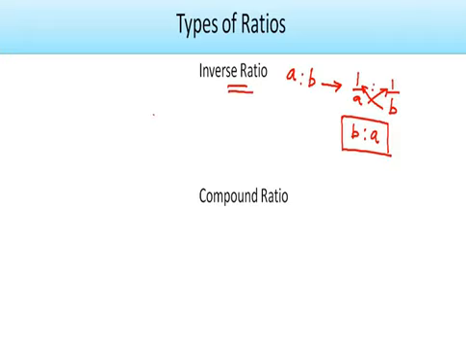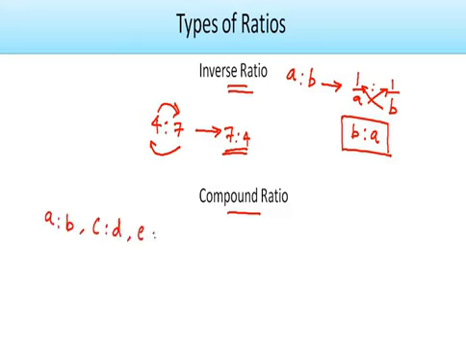So say for example, we have got a ratio as 4 is to 7. What is the inverse ratio of this? Too simple. Just flip the two terms. So 7 is to 4 will be the inverse ratio. Alright. Now moving on to the last idea, compound ratio. So let's assume that we have been given a set of ratios. Let's say A is to B and C is to D and E is to F.